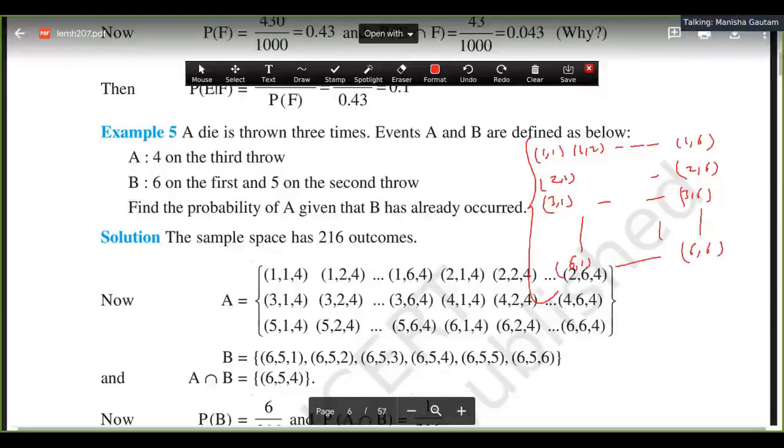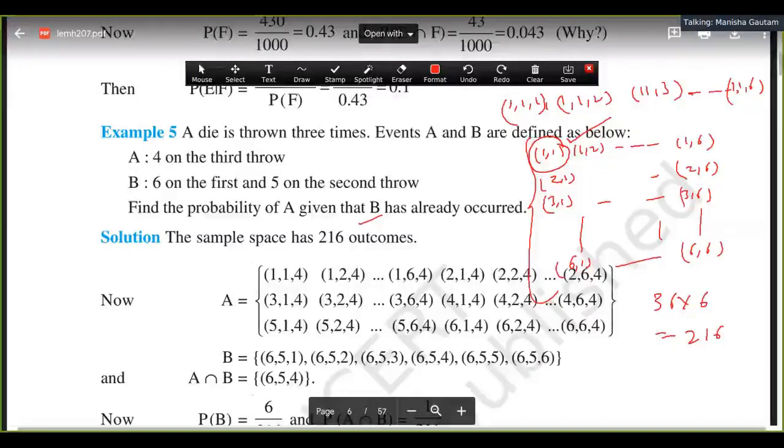Now 3 times means this 1,1 comes with 1: 1,1,1, 1,1,2, 1,1,3. It means 6 outcomes are there for each element. These are 36 total and each is having 6. It means how many? 216 outcomes are there. 216 total outcomes are there.